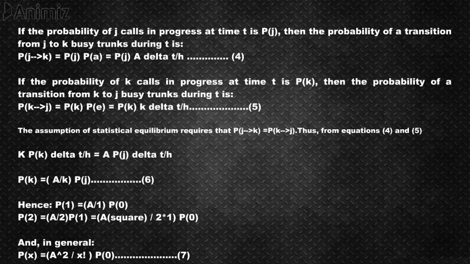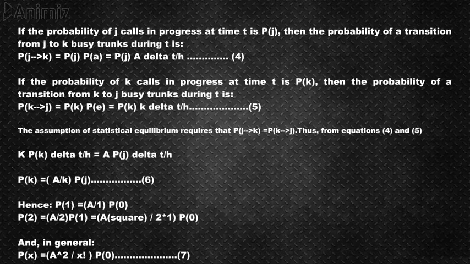Now, if we assume statistical equilibrium, the state transition probabilities will be equal. That is, P of j transition k will be equal to P of k transition j. Therefore, equating equations 4 and 5, we get k P of k delta t divided by h will be equal to a P of j delta t by h. Now delta t by h will get cancelled. Therefore, P of k will be equal to a by k into P of j.